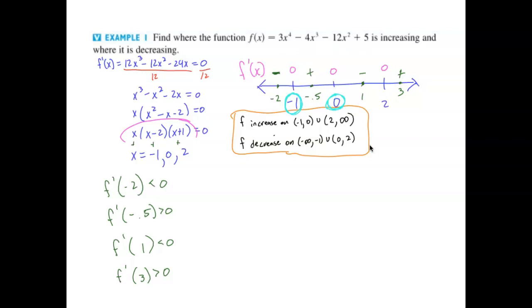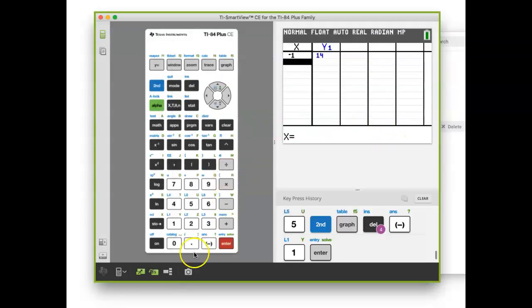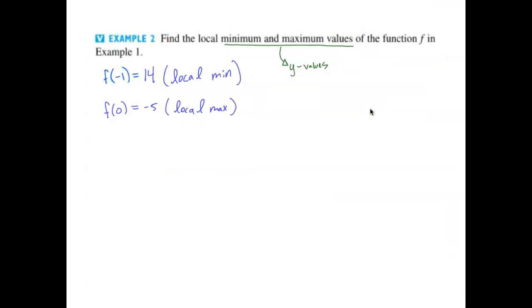Good, thanks, Ian. Yeah, I agree. So local max, my slopes go from positive slope to negative. So my function must go from increasing to decreasing. So there must be a local max at that point at 0. So I want to find f of 0. Just go back to my calculator, plug in 0. So I already put my function in here, and I get -5. That's a local max.